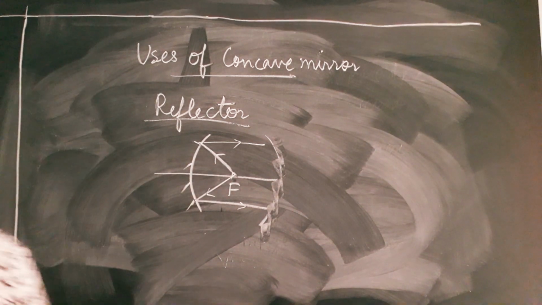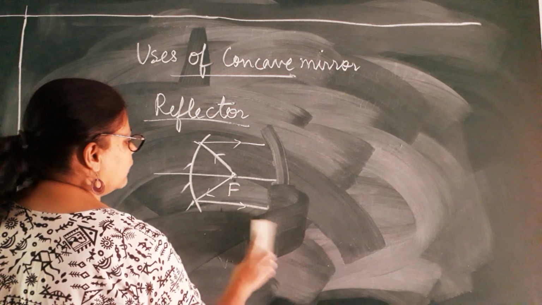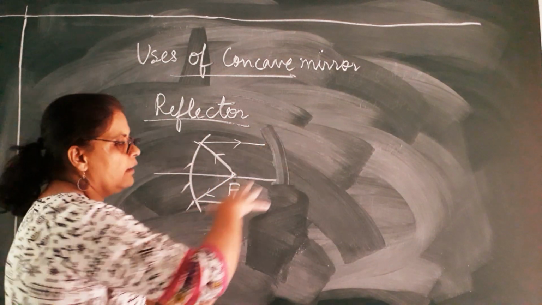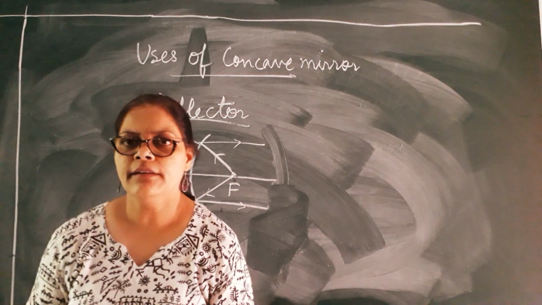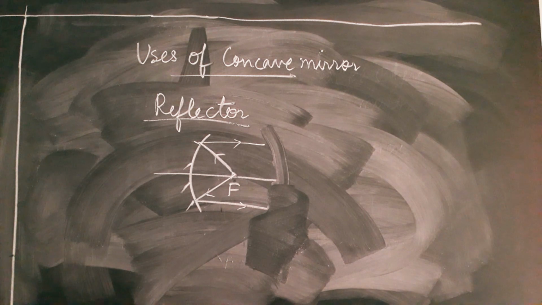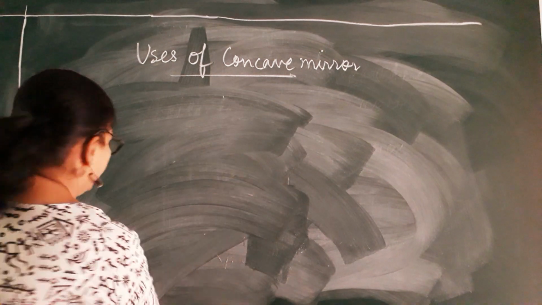So what do you see? You see that after striking the mirror, they become parallel and cover a big area, and therefore it gets illuminated. So it is used as reflectors. Okay, children. Then the third use.